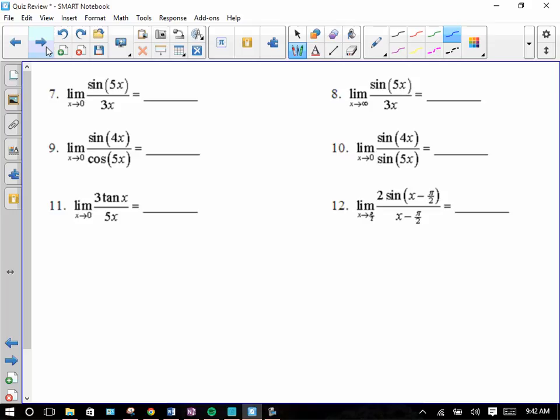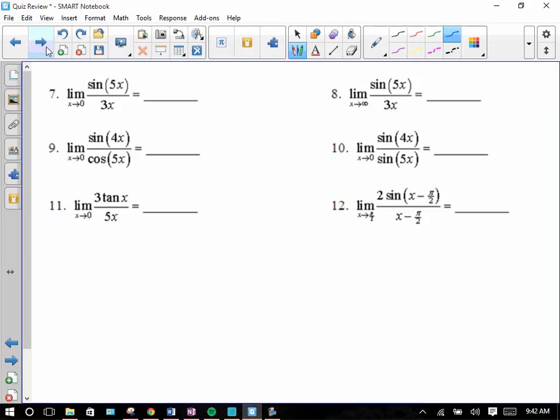So number 7, we're looking at this. It says the limit as x approaches 0, sine of 5x divided by 3x. First off, I know this looks like the limit as x approaches 0 of sine x over x, but this says 5x, and it says 3x. What must be true about what's in the sine and what's in the denominator in order for us to use that trick? It has to be the same.